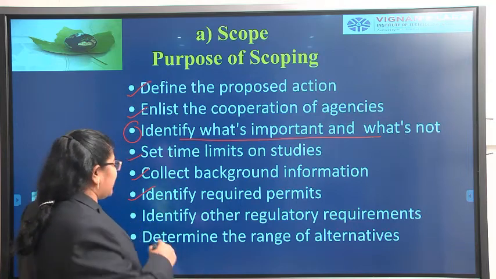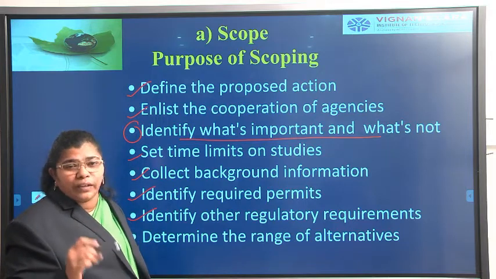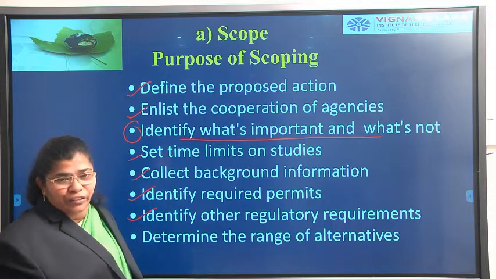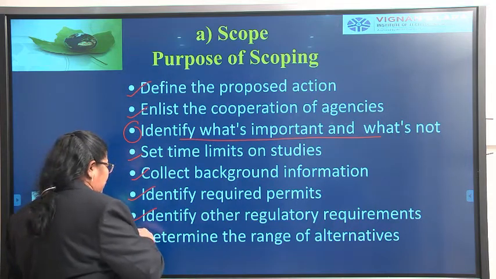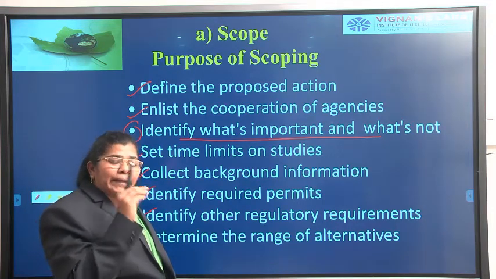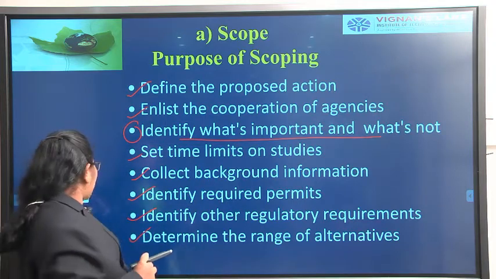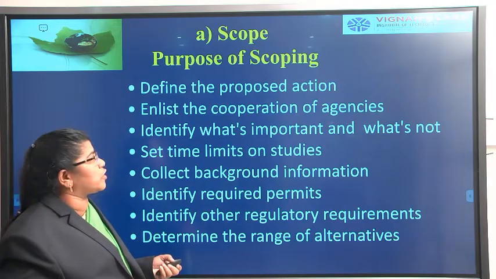So, identify the other requirements according to the EIA. I told you it is very essential that the 1994 Act is followed. The 2024 one has not come into force till now. Determine the range of alternatives. If there is some negative impact, then we have to go for alternatives. This is the proposed plan to study the scope.